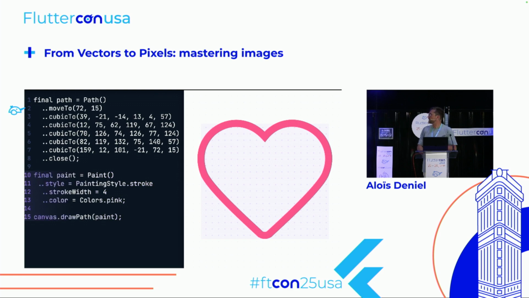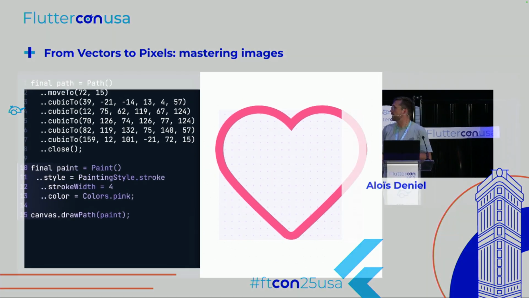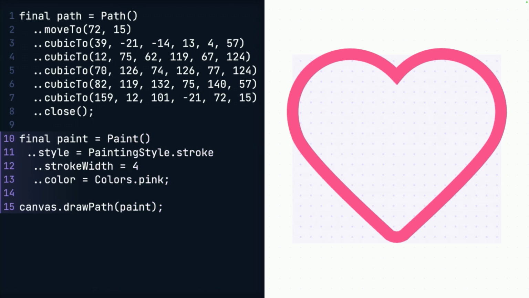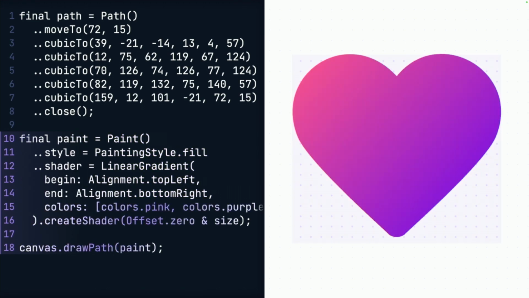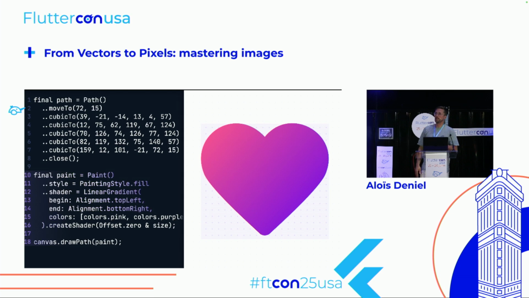To draw it, I instantiate a paint, and I can define a style. For example, here I give a stroke style with a specific width, and I decide to paint it onto the canvas with the draw path method. You can also give a different style for filling the shape instead, and you can even give shaders. For example, a gradient is in the end a shader, so you can instantiate a shader from a linear gradient or a radial gradient.